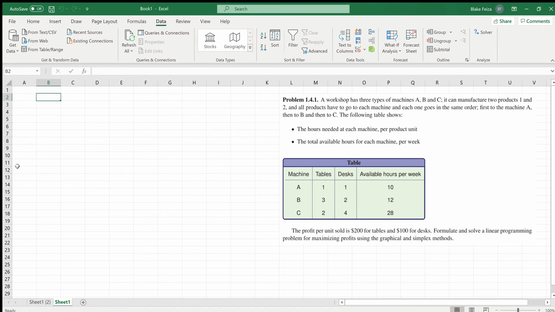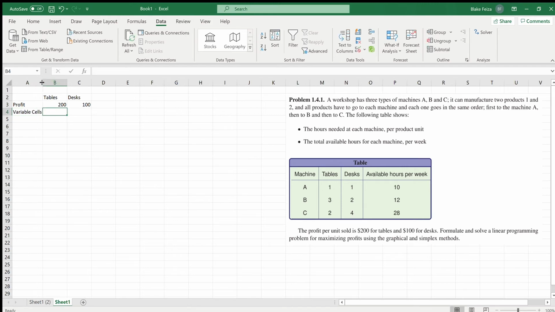So we're going to start off here with labeling our two variables x and y, which in this case are just going to be tables and desks. We're going to go tables and desks. And we know that for each, I'll go ahead and write the profit next to it here. For each individual table we produce, it's going to be $200 of profit, 200, and for each desk, it's going to be 100.